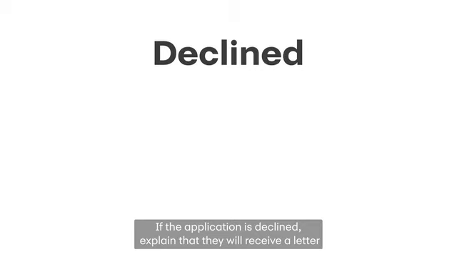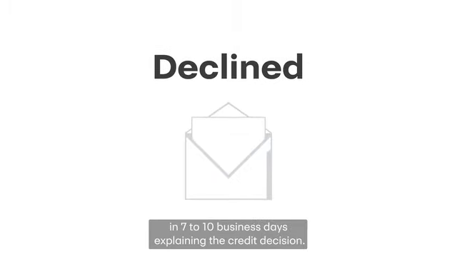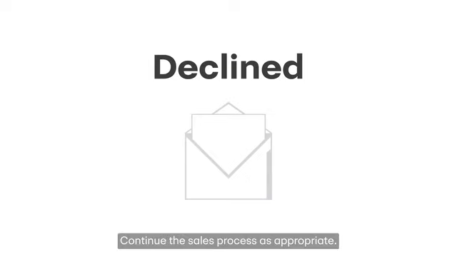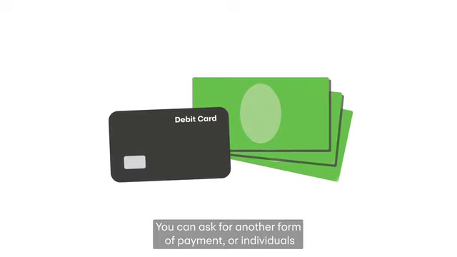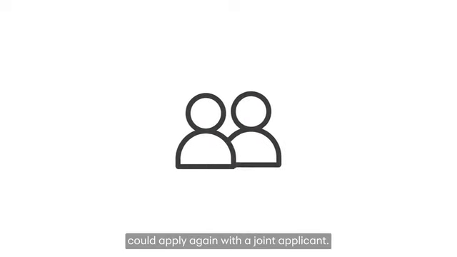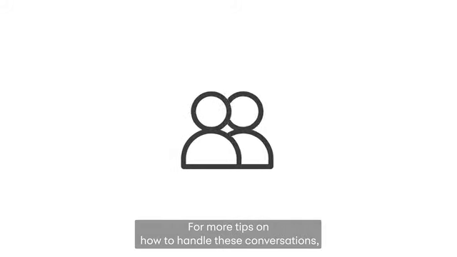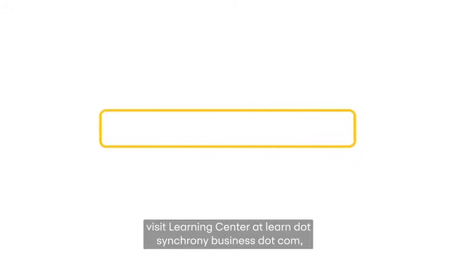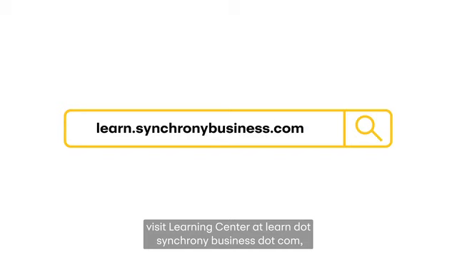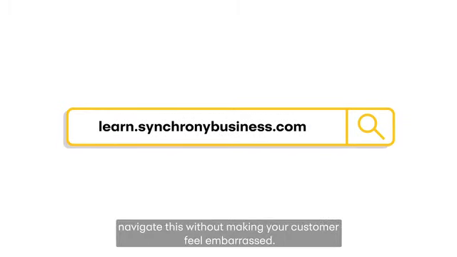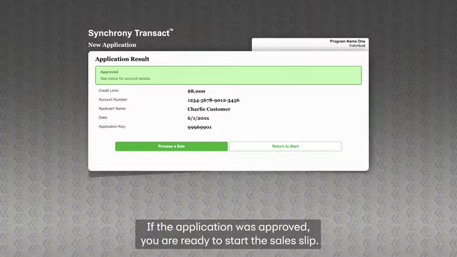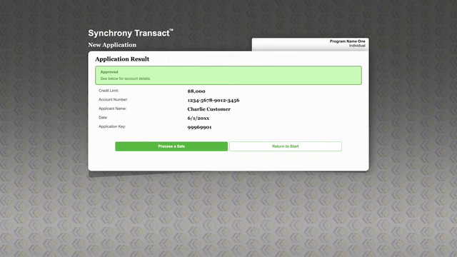If the application is declined, explain that they will receive a letter in 7 to 10 business days explaining the credit decision. Continue the sales process as appropriate. You can ask for another form of payment, or individuals could apply again with a joint applicant. For more tips on how to handle these conversations, visit Learning Center at learn.synchronybusiness.com and enter Decline in the search bar to find training tools to help you navigate this without making your customer feel embarrassed. If the application was approved, you are ready to start the sales slip.